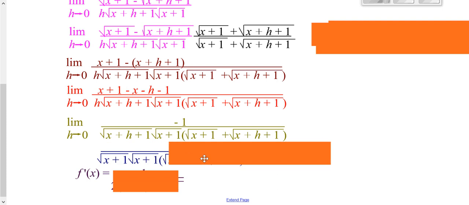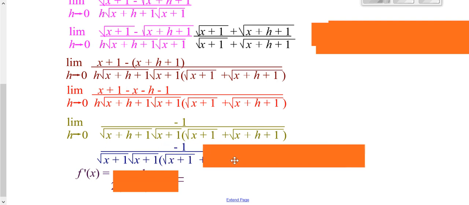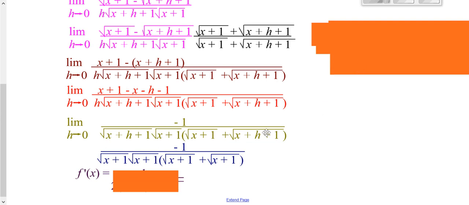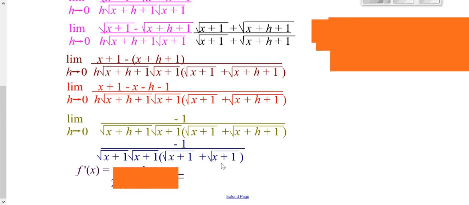Well, when we do that, plug in h being 0 here, we get a root x plus 1. We get another root x plus 1. Then plug in h being 0 here. In parentheses, we get a root x plus 1 plus another root x plus 1. So what we have here in front would really just give us an x plus 1. Here, this would give us 2 of those roots. So we would get this.